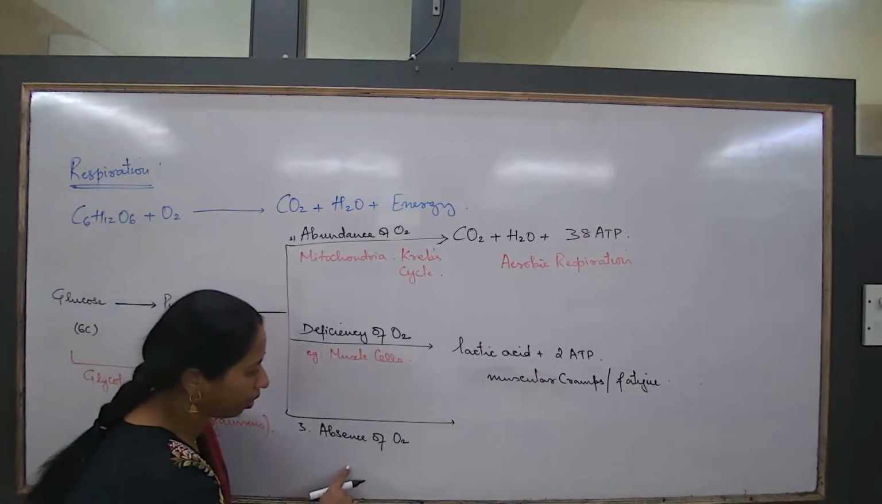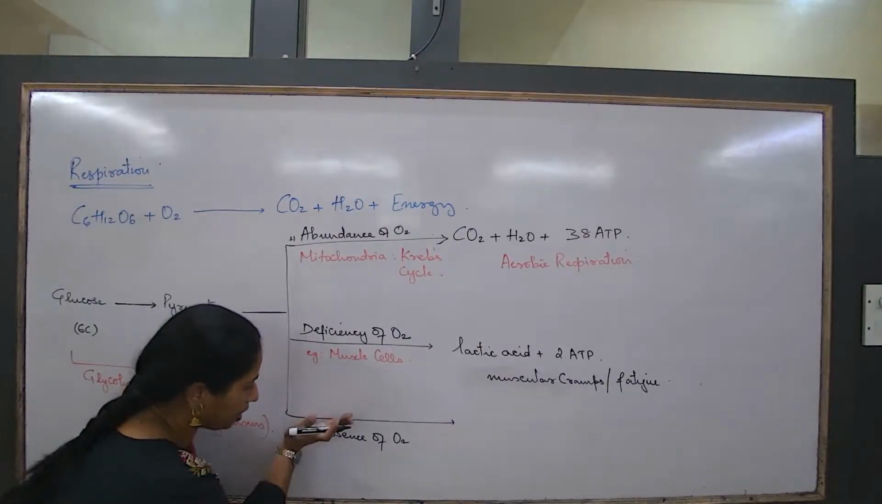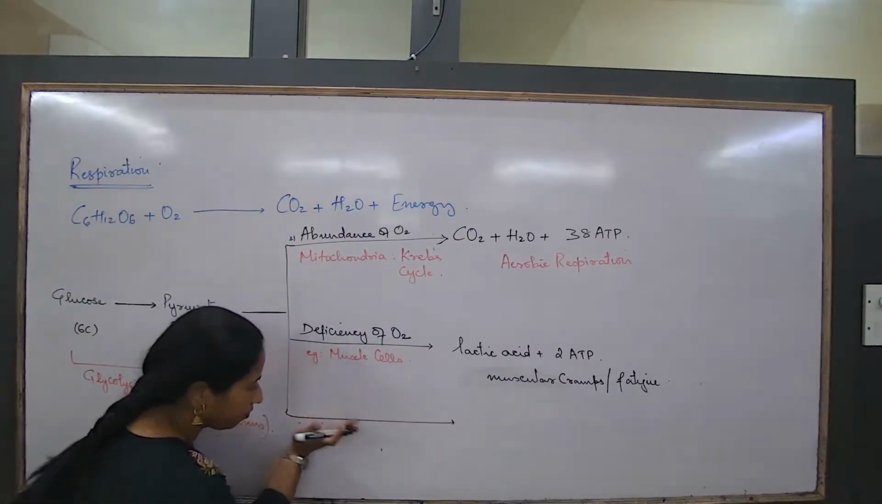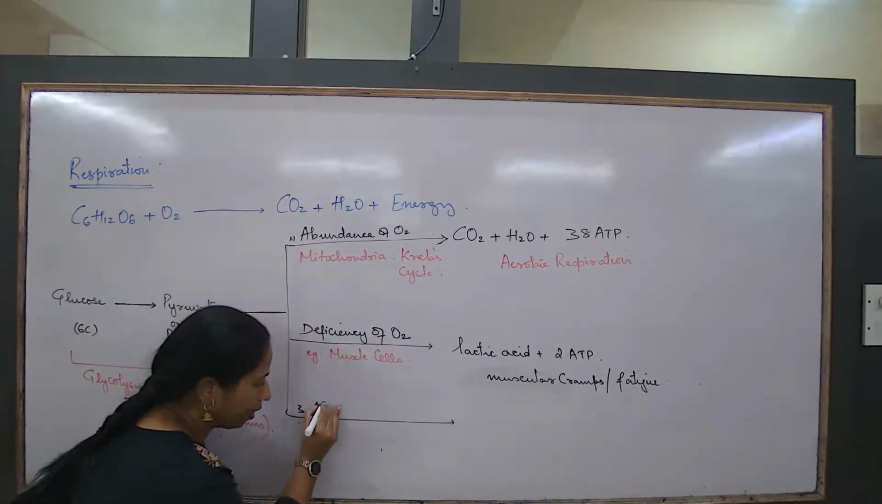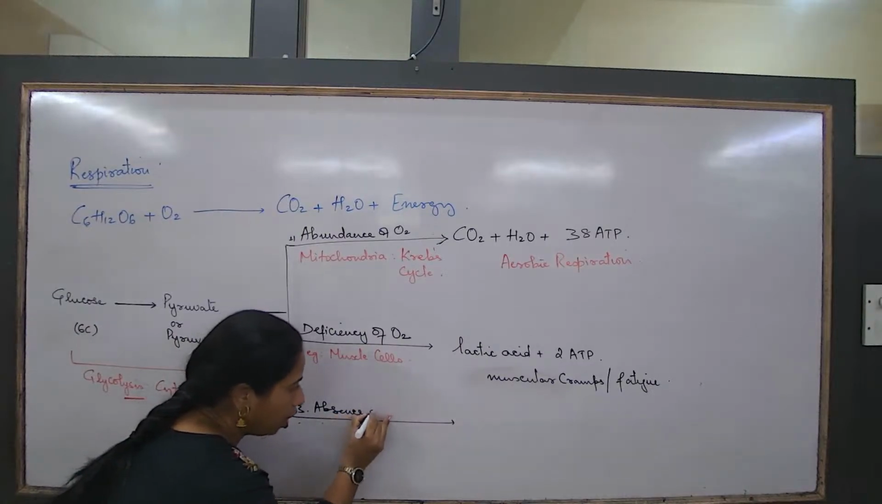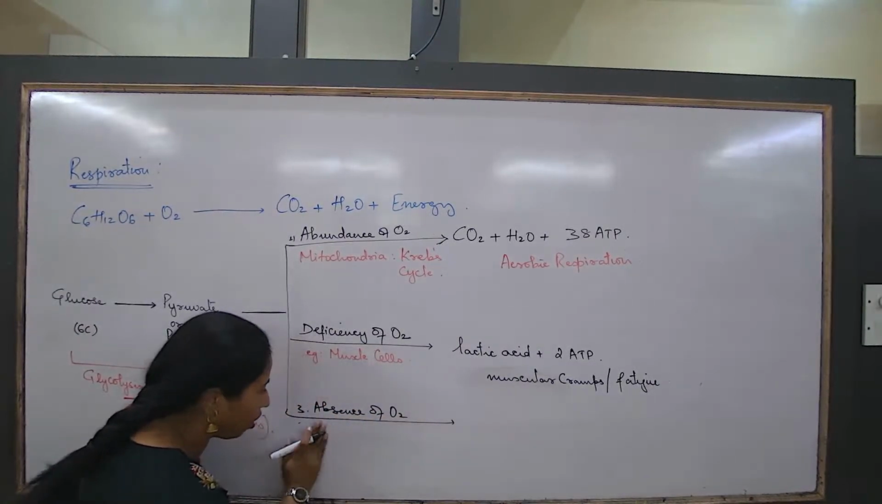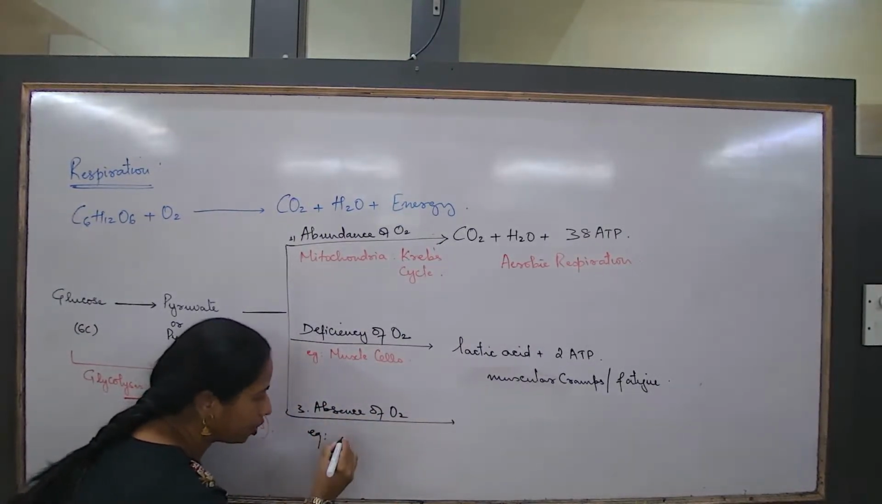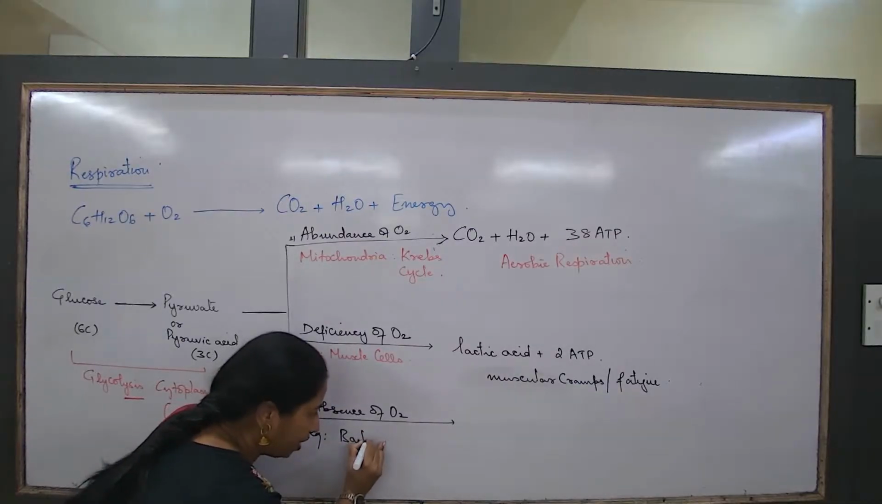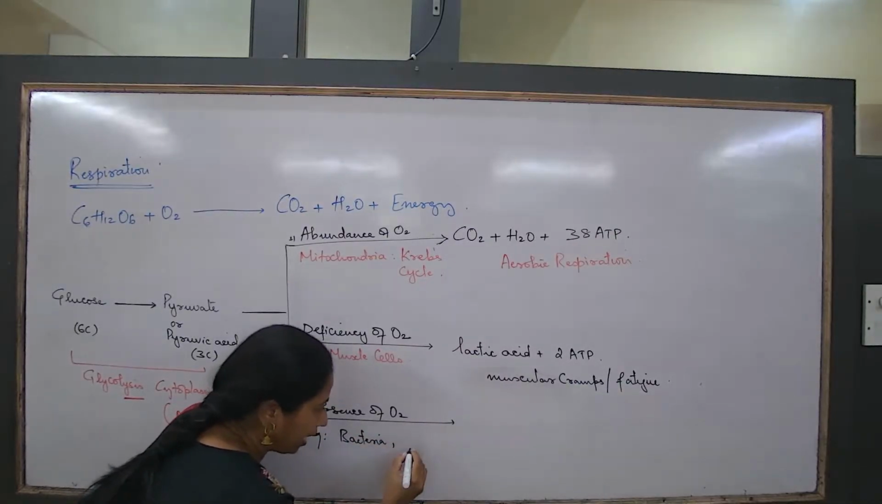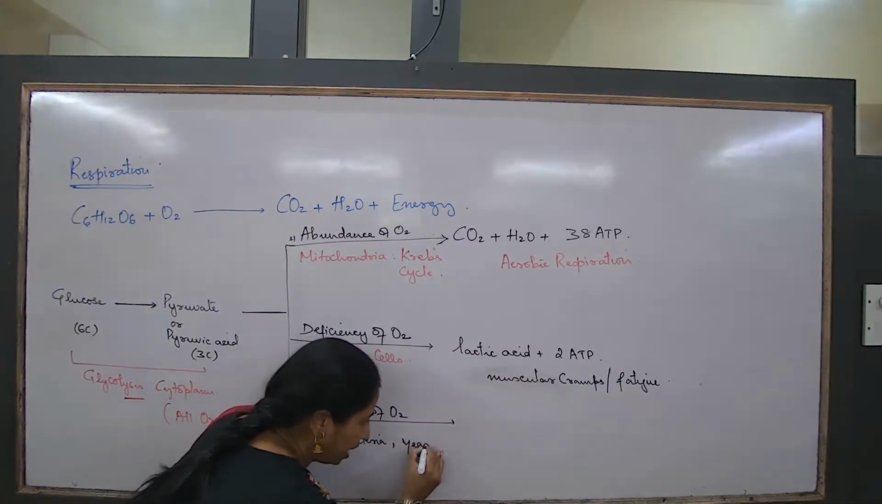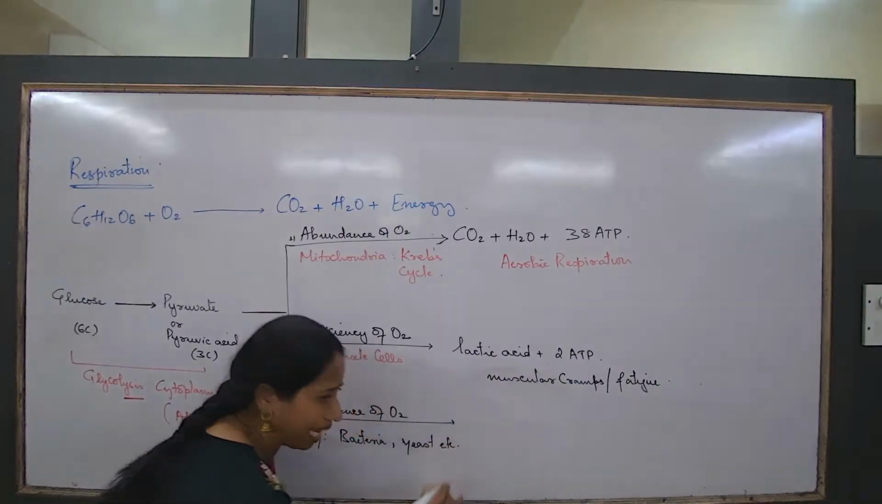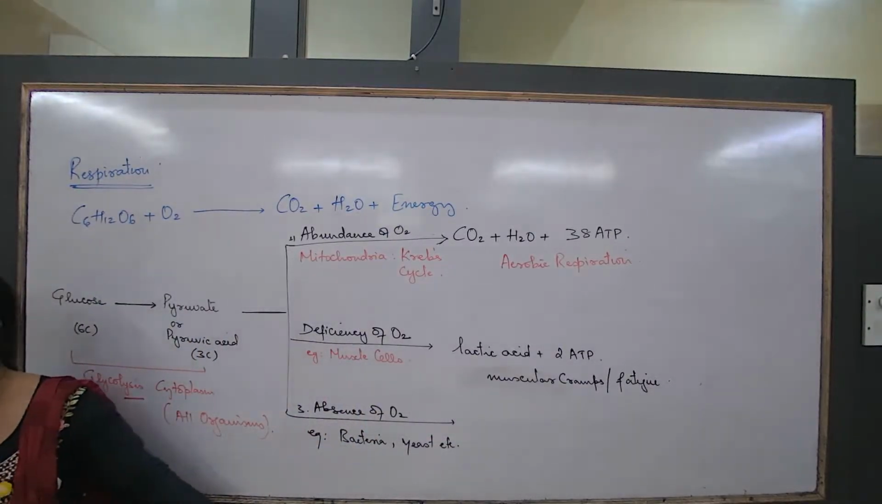So now, absence of oxygen. If I'm talking about absence of oxygen, which examples? Let me just write it up. The third is absence of oxygen. Examples would be some bacteria, and some fungus, unicellular organisms like the yeast.